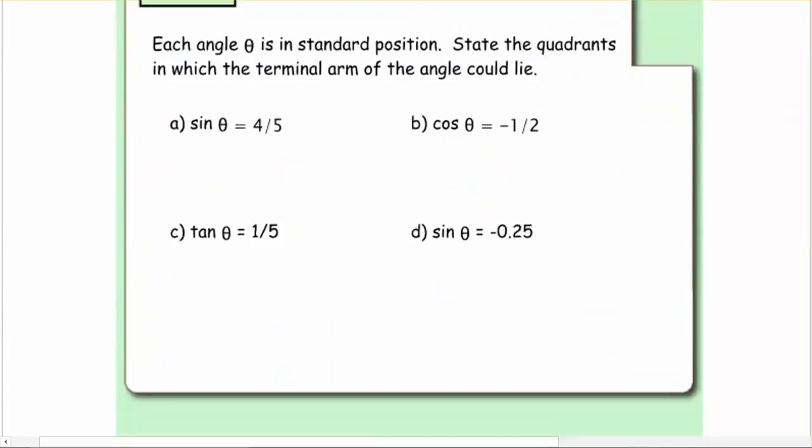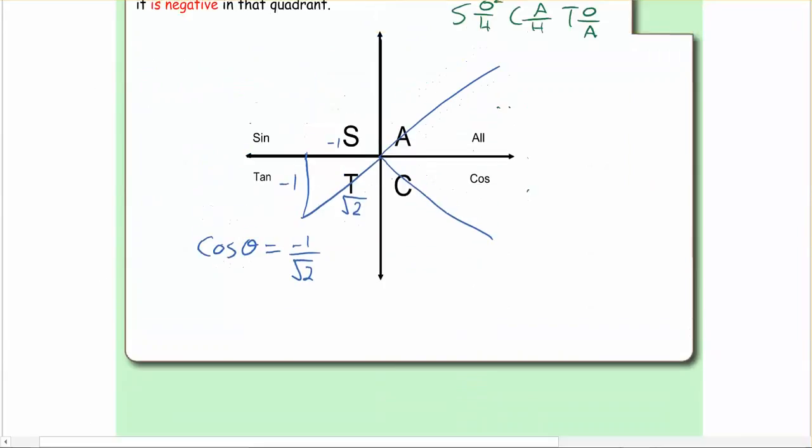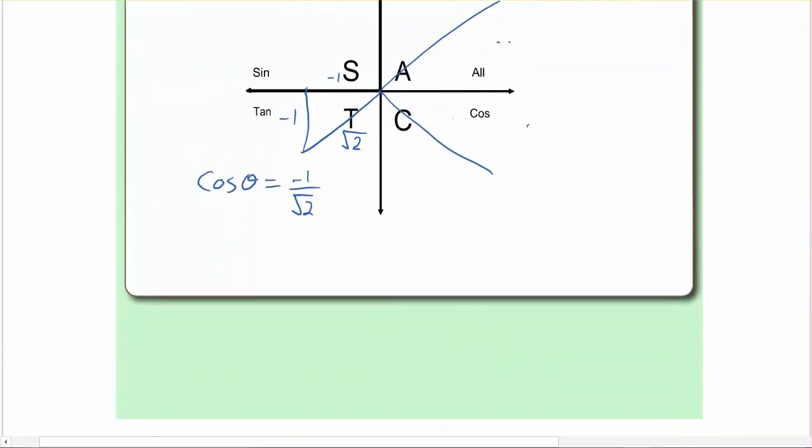So it says each angle is in standard position. State the quadrants in which the terminal arm of the angle could lie. There's going to be two options, right? Because for every one of them, let's say for cosine, it could be positive here, and it could be positive there. They're all positive there, right? That's what "all" means. So there's going to be two answers for each of these.